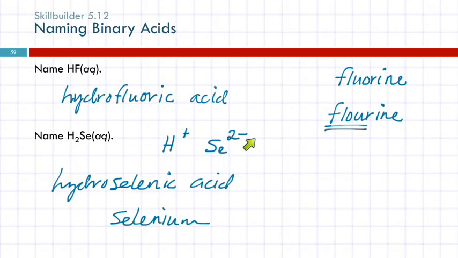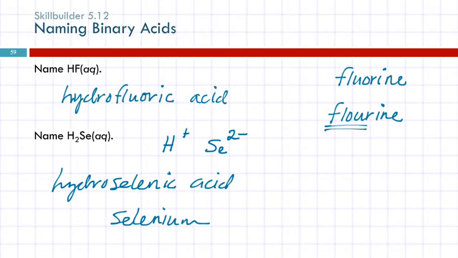Because we can understand that and predict it from the charges that the ions that form have, then we don't need to specify it in the formula or in the name. We don't need to say dihydroselenic acid. Okay? That's an excellent question. Any other questions? These are binary.